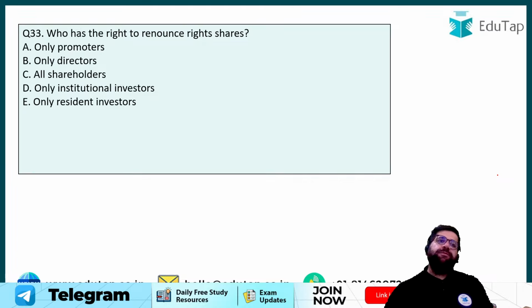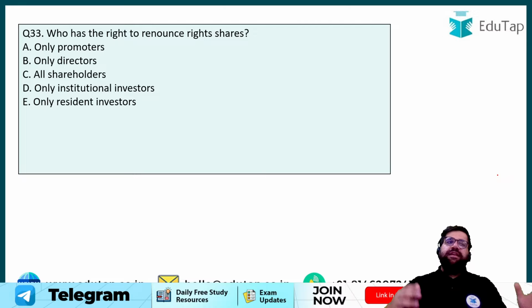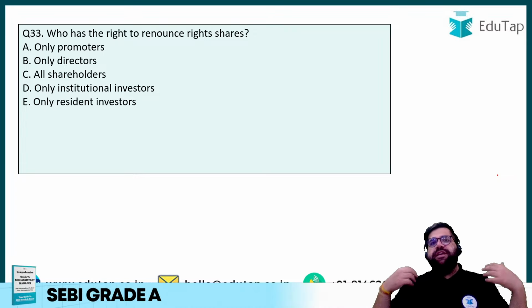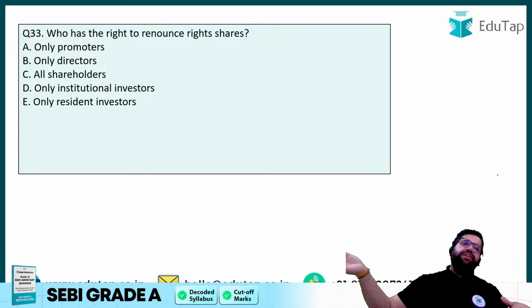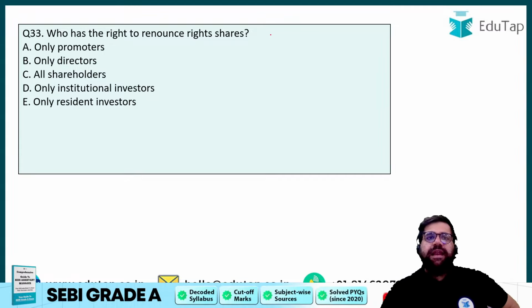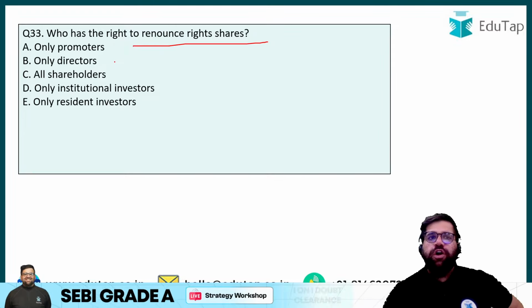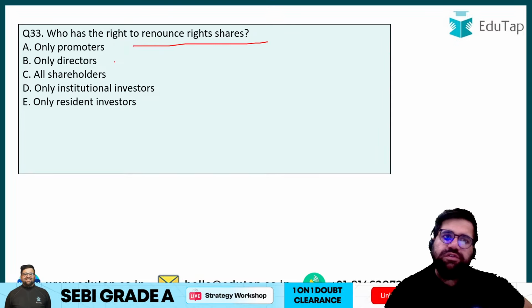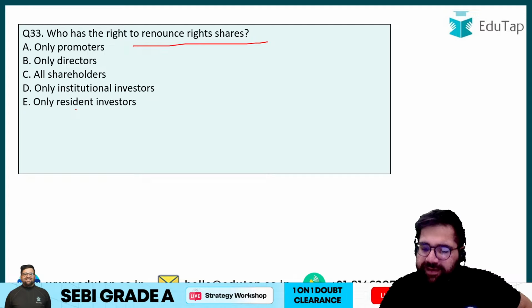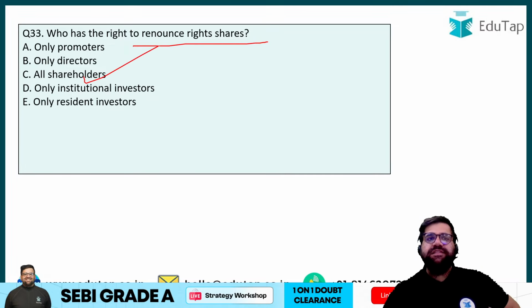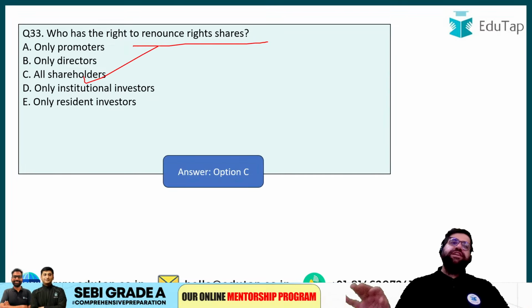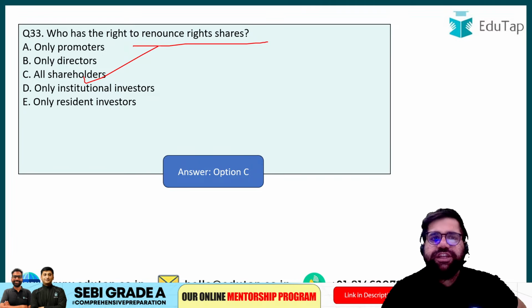Now coming to question number 33. Who has the right to renounce? Renounce means that the company is giving you a rights issue, but you renounce it. You are selling your rights in the open market. So who has the right to renounce the rights shares? Only promoters, only directors, all shareholders, only institutional investors, or only resident investors? Yes, the correct answer will be option number C. All shareholders can do it. Right? All shareholders can do it.